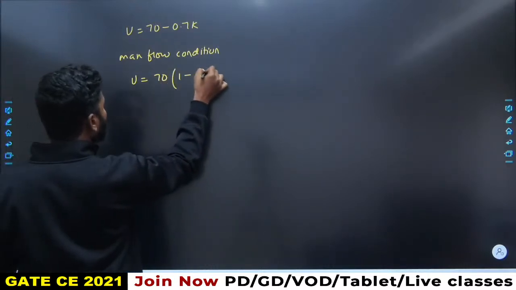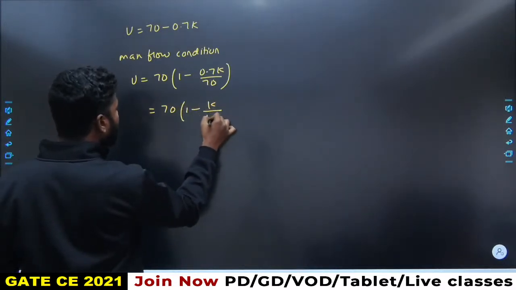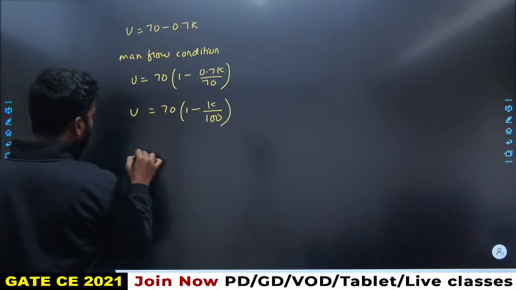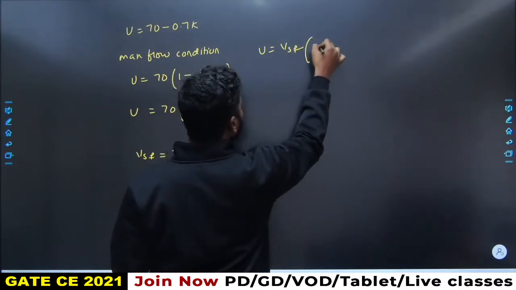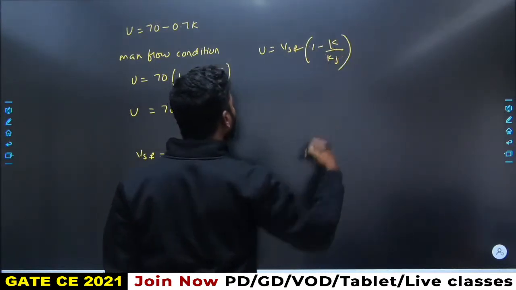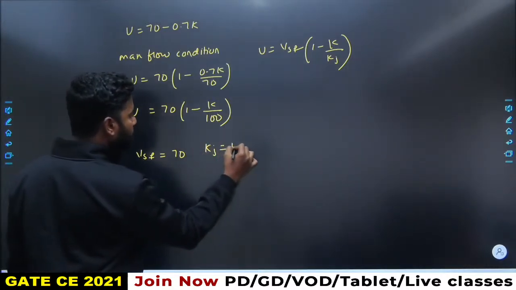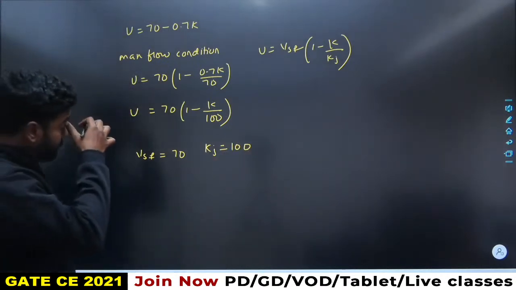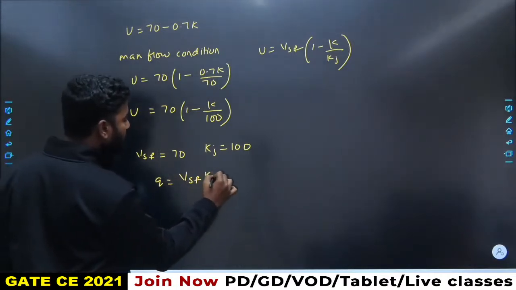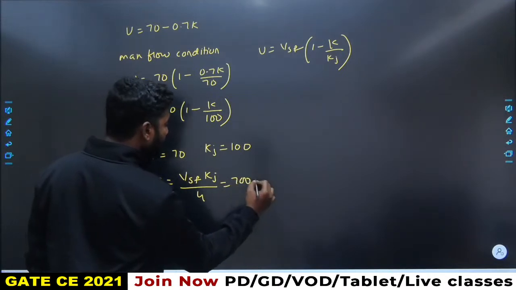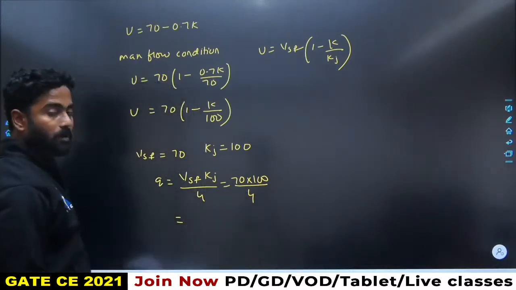U, if I take 70 common, 0.7 K upon 70, so that is U equals 70 multiplied with 1 minus K by 100. So free mean speed is 70. If you relate this equation with Vsf into 1 minus K upon Kj, Vsf is equal to 70, Kj equals 100. If Vsf is 70 and Kj is 100, Q is generally Vsf multiplied with Kj by 4, that is 70 multiplied with 100 upon 4.